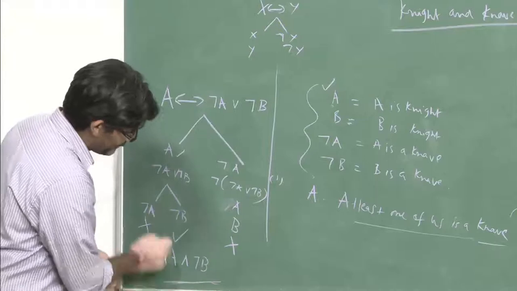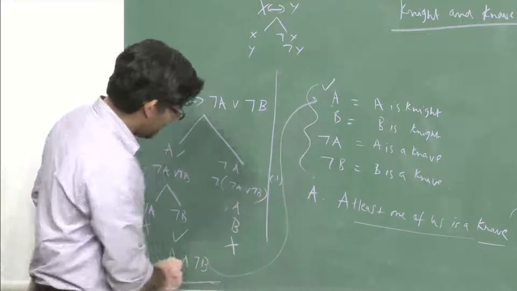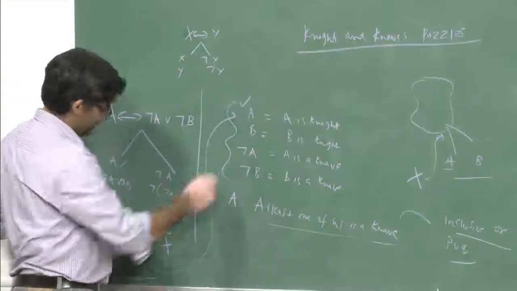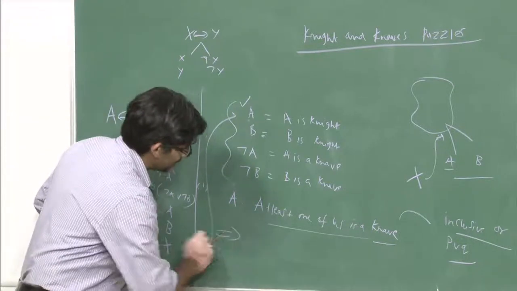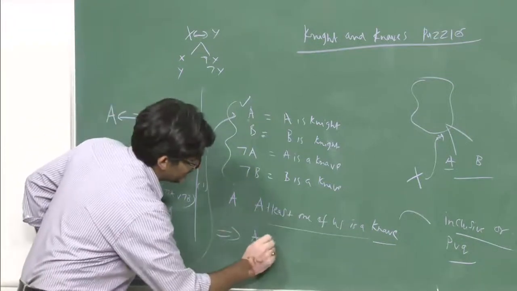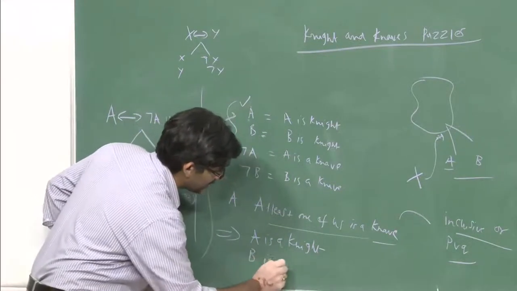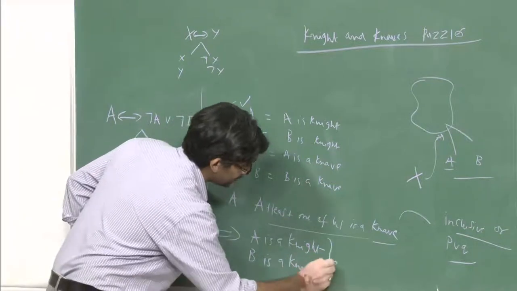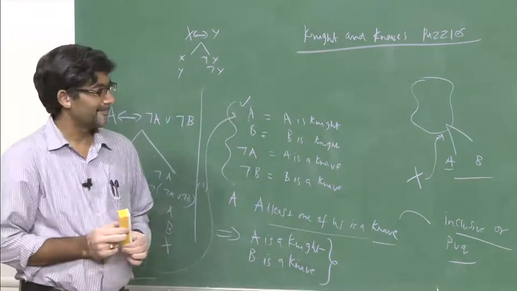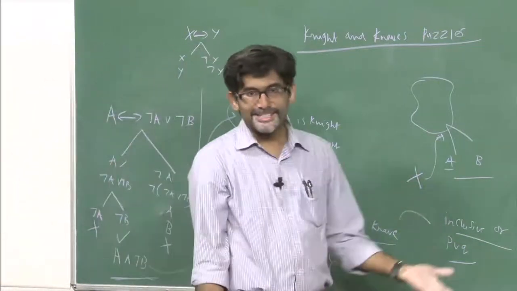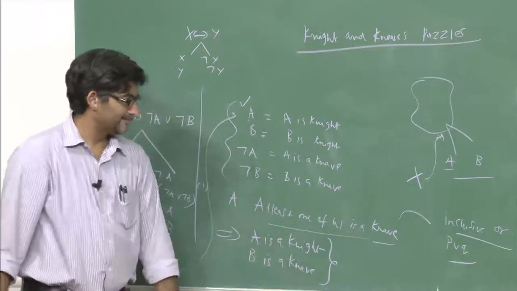And this is the one which we are looking for. According to our original interpretation, if you write only A, that means A is a knight, and then if you write not B, then B has to be a knave. So the solution of this one is A is a knight and B is a knave. So this is the solution for this particular kind of problem. When somebody says that at least one of us is a knave, then this has to be the solution.